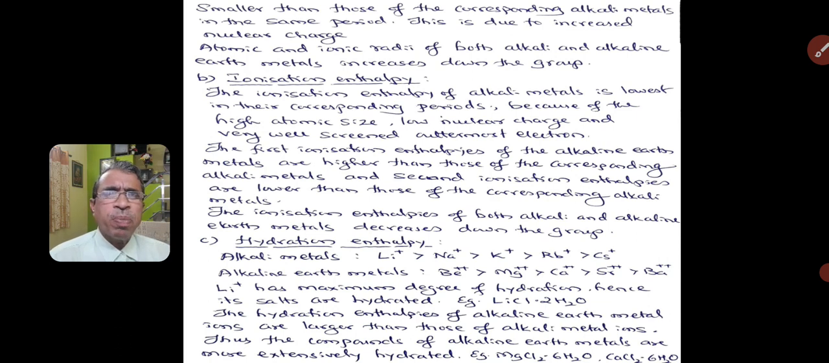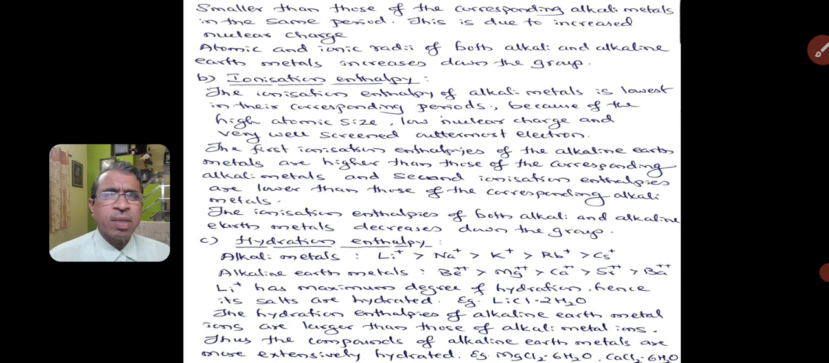Coming to another property known as hydration enthalpy. Alkali metals have atomic and ionic sizes that increase down the group. That means lithium ion has the least atomic size and cesium ion has the highest atomic size. A similar situation also we come across in alkaline earth metals.